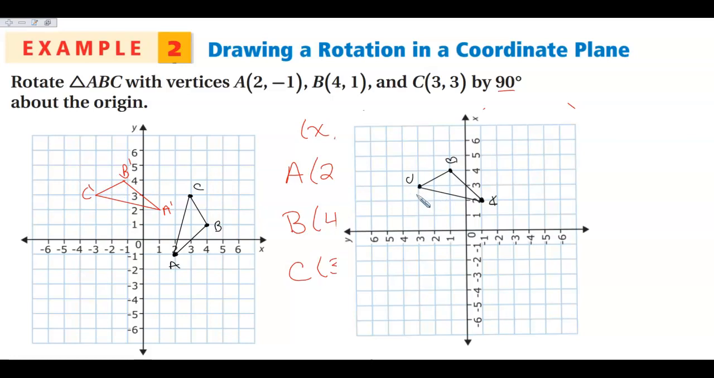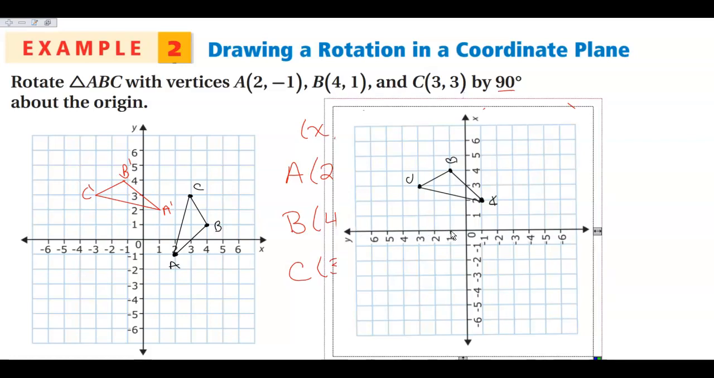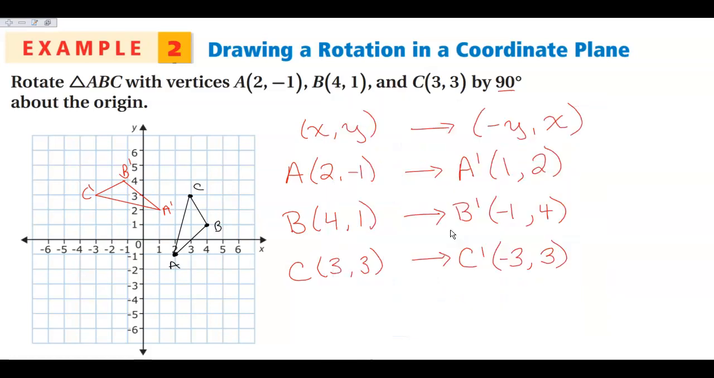So that's one way that you can check to make sure that you're doing your work correctly: by literally turning your paper. Okay, 90 degrees or 180 degrees or 270 degrees, whatever the case may be. So turn your paper to help you see these rotations. I promise it'll make your life a lot easier.